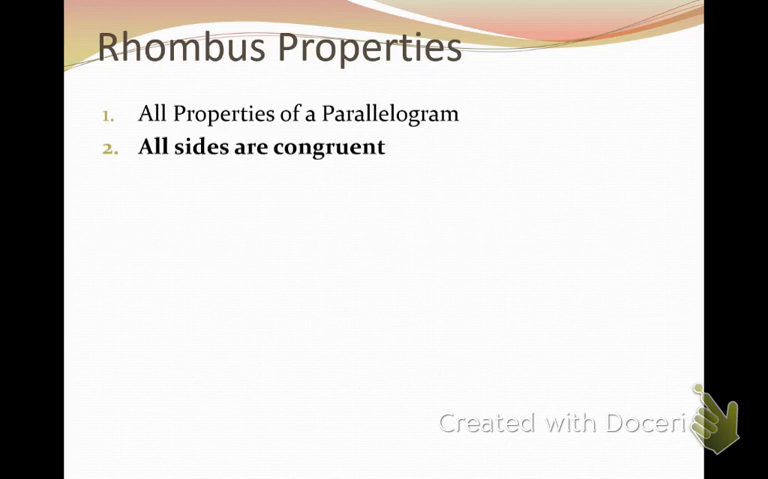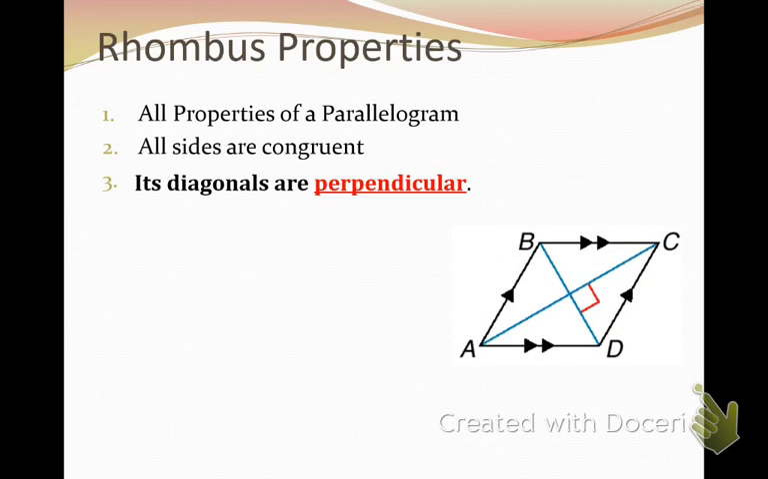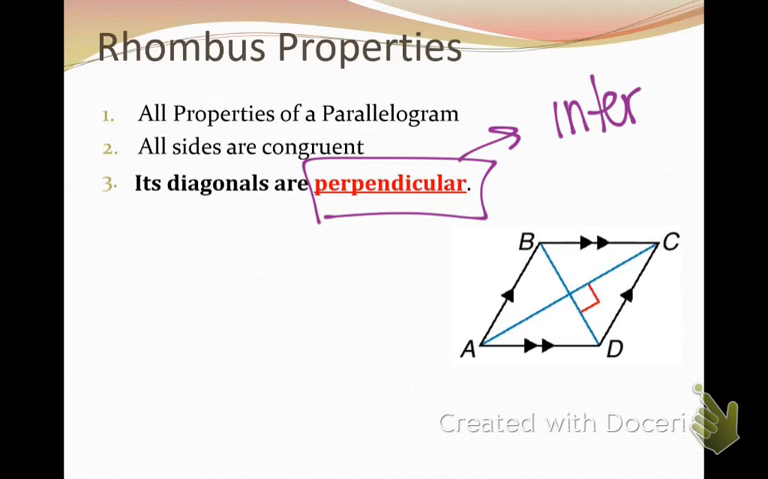All the sides are the same. The third is new to you. Its diagonals are perpendicular. So does this apply to all parallelograms? No. But what else does it apply to? A square. So a rhombus and a square, their diagonals are perpendicular. So if you don't remember perpendicular, what does this mean to us? They intersect and form 90. Good.